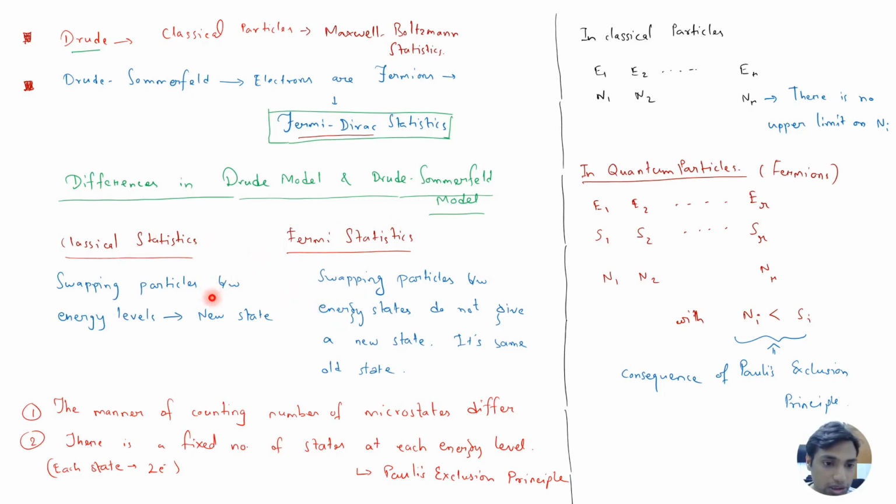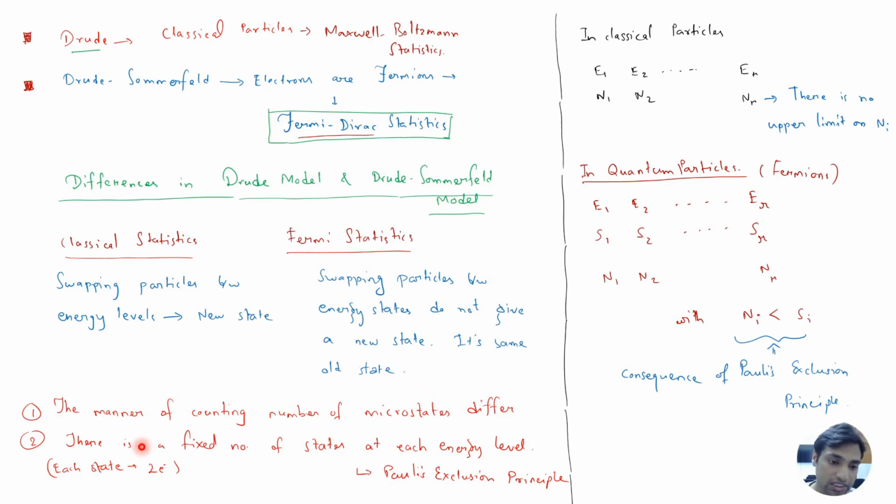In classical particles, swapping the particles will give a new state, whereas swapping the particles between energy states does not give a new state for quantum particles. It is the same state because the particles are indistinguishable. So the manner of counting the number of microstates will differ, and that is where the key important difference comes in.